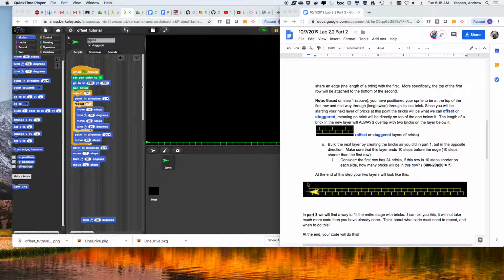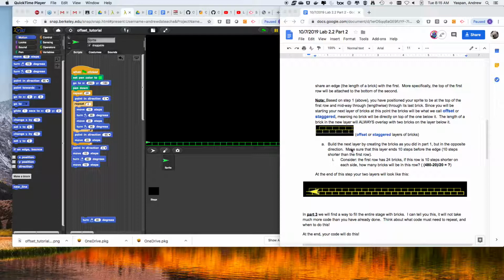Build the next layer by creating the bricks as you did in part 1, but in the opposite direction. Make sure that this layer ends 10 steps before the edge. So similarly, you're starting 10 steps in and you're going to end 10 steps before. So like this, except on the other side as well.